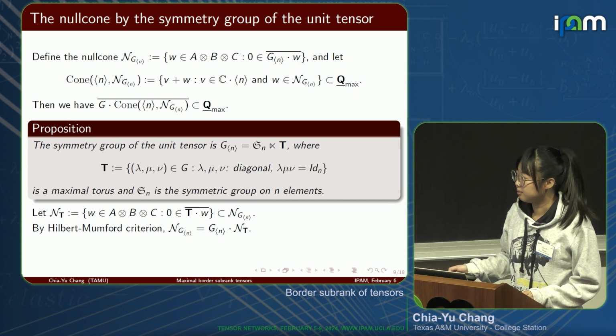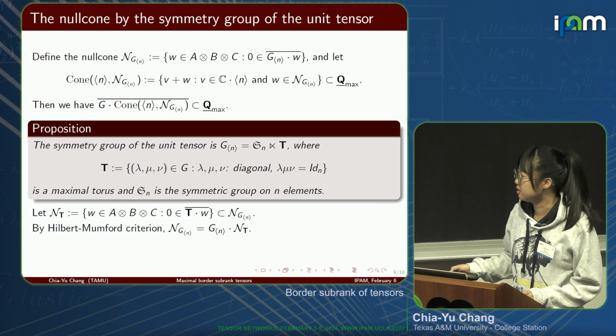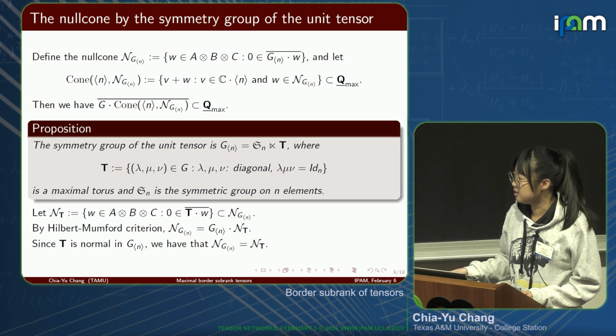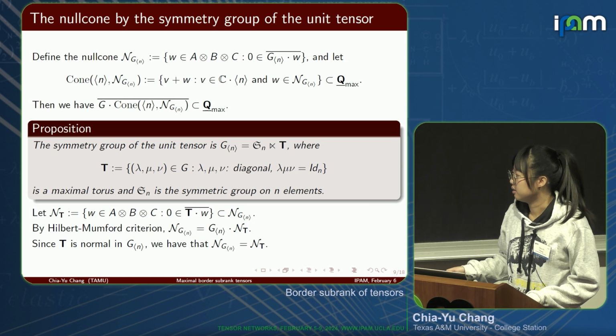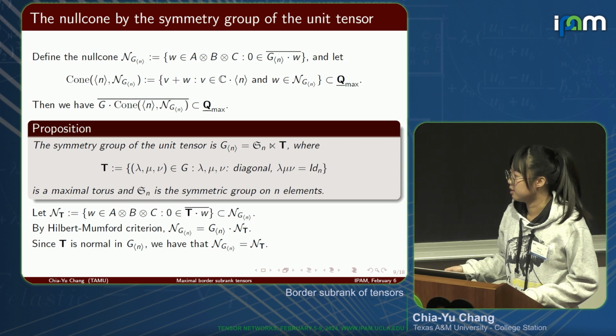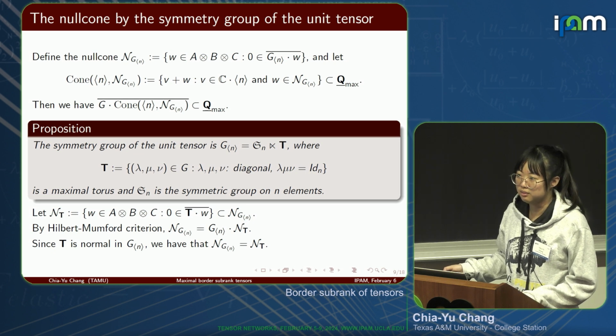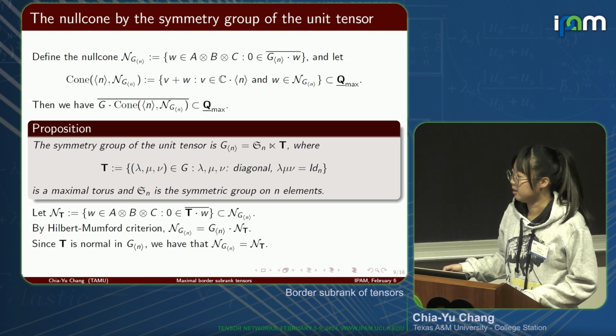And by the Hilbert-Mumford criterion, it says that the null cone defined by the symmetric group is equal to the symmetric group acting on the null cone of the maximal torus. But since this maximal torus is normal in the symmetric group, actually we can prove that the null cone of the symmetric group is equal to the null cone defined by the maximal torus.